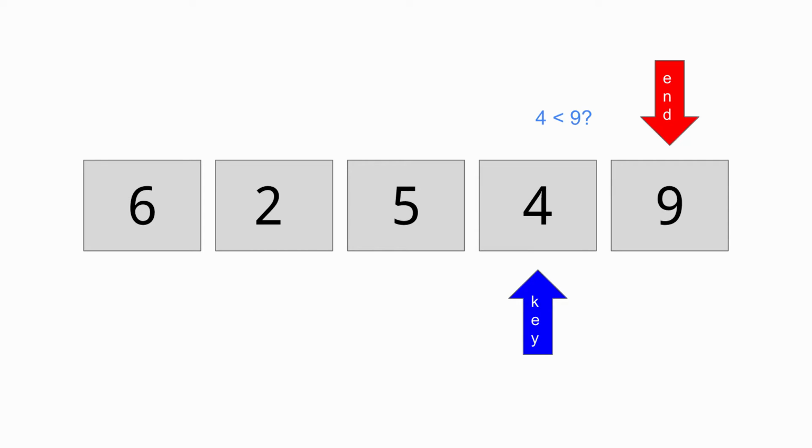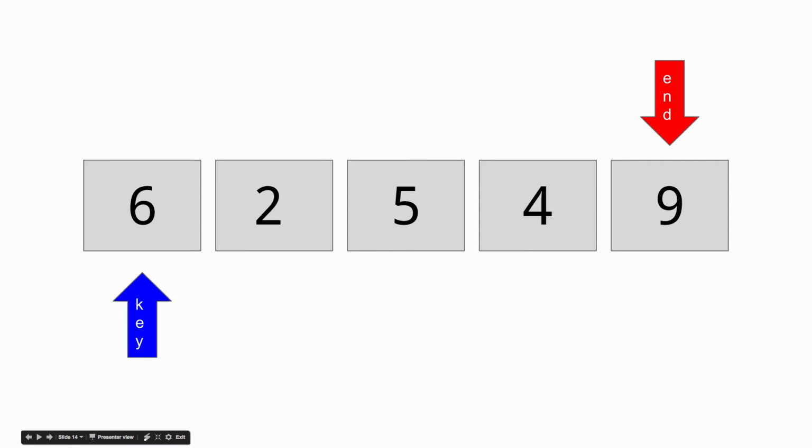Whenever the key marker reaches one position just to the left of the ending marker, we're going to move the key marker back to the first element in our array. Since we know that the last element is the largest value, we won't have to visit this last position anymore. We'll move the ending marker to the left by 1 now.